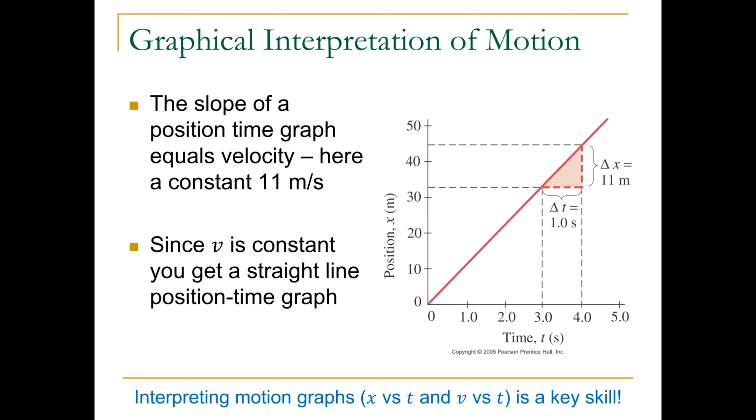So here we have a position time graph, and if you have a position time graph, the slope, which is the change in the y-axis over the change in the x-axis, here that slope would be the change in x over the change in t, right? Or delta x over delta t. And you should recognize that as being equal to the velocity. So the slope on a position time graph gives you the velocity. If it's a straight line, that means we have a constant velocity. So here we have a graph showing a constant velocity of about 11 meters per second.